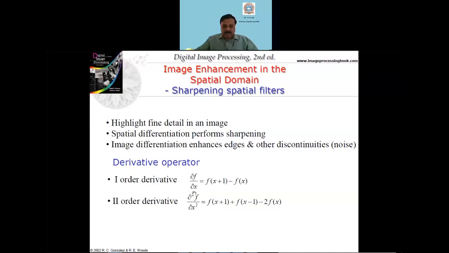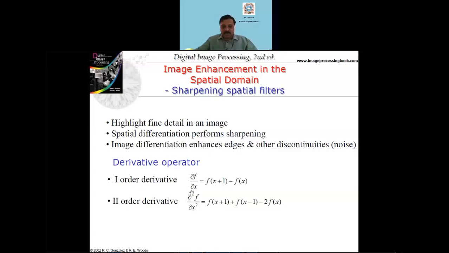So let us try to understand this derivative operation. Suppose I want to take a partial derivative along the x direction, we'll take one dimensional first. How do I do it? I have to use a difference operation. So you can see that I'll take f of x plus 1, the value, and subtract f of x. So the difference operation. f of x is the current sample, f of x plus 1 is the next sample. So I just take a difference of those two. This is the first derivative.